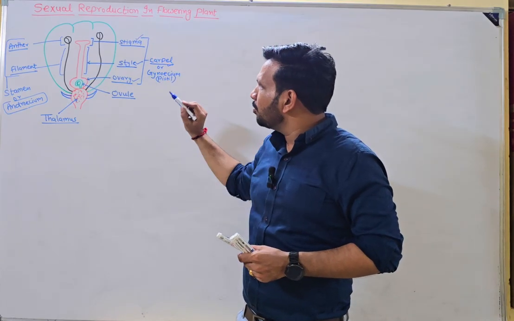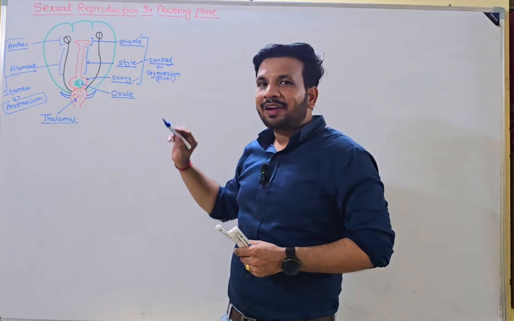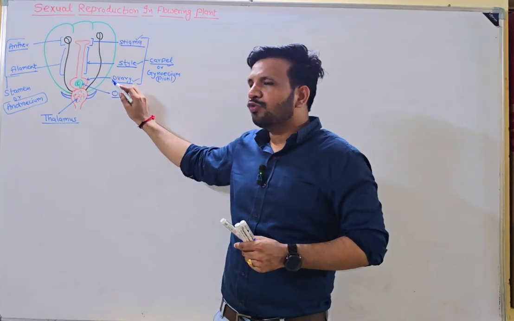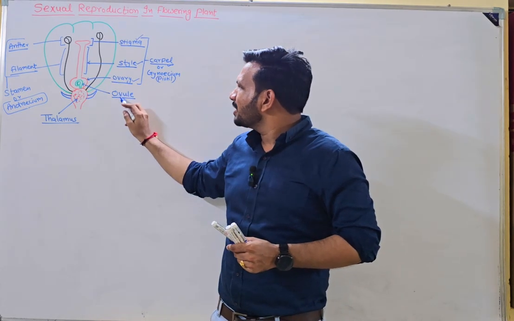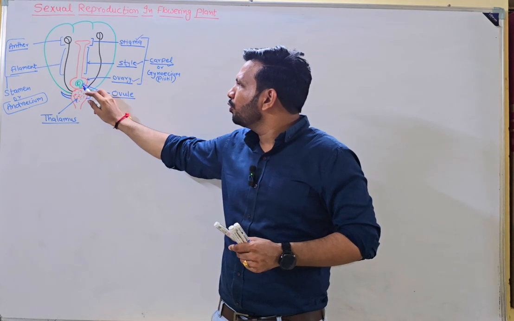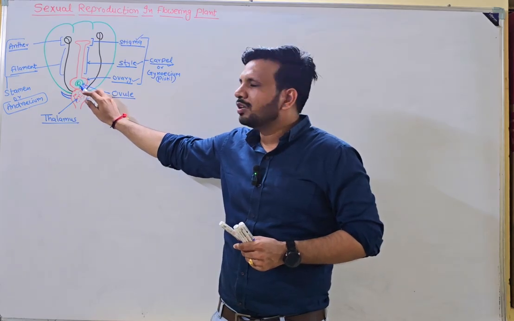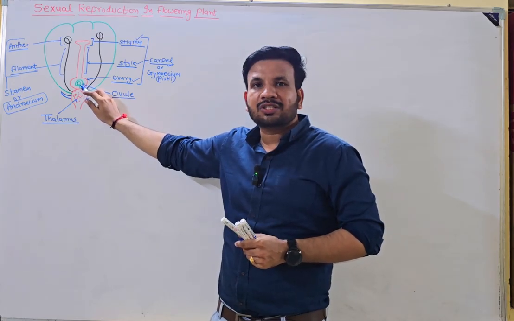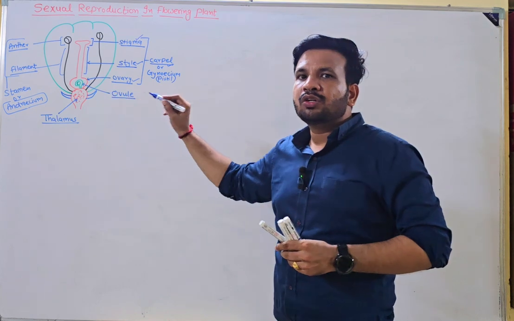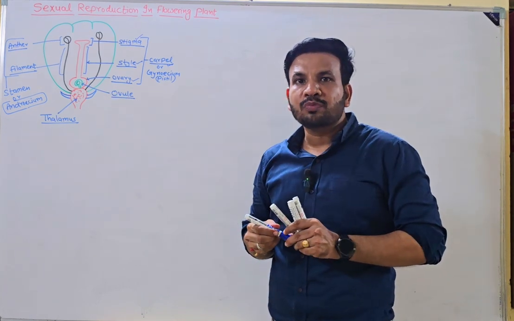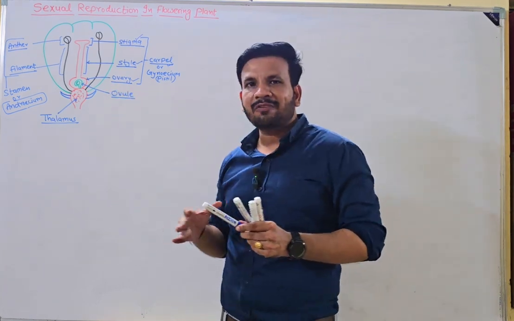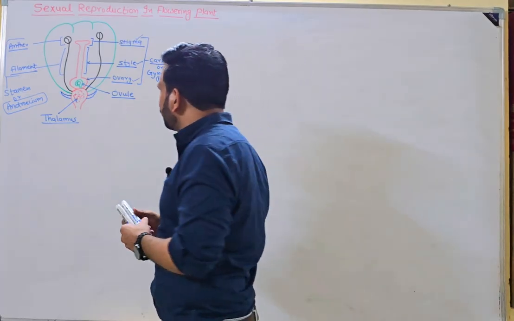ठीक है, तीनों को एक साथ क्या बोल रहे हैं? कार्पल बोल रहे हैं. And when you see the structure of the ovary, here you can see the ovule in the ovary. One more small structure, a green color structure, that is the ovule. So right now I am going to zoom in on that ovule structure and we will discuss the ovule part.